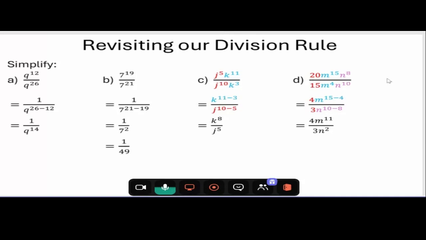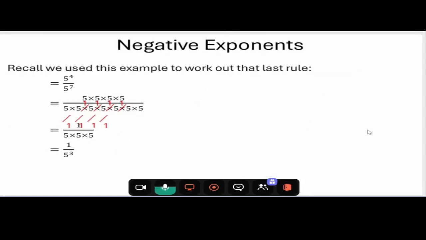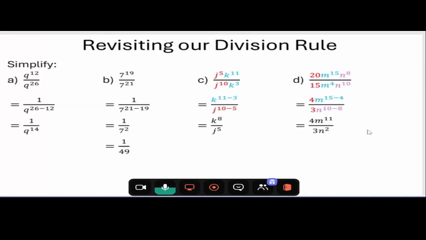Again, I'm showing it here with the subtraction. I personally don't think of it that way. I think of 4 m's on the bottom cancel out 4 out of the 15 on the top, leaving behind 11. The 8 n's on the top cancel out 8 of the 10 on the bottom, leaving behind n squared, 2 n's being multiplied. Okay, now that is one way to think about when the exponent on the bottom is bigger. And again, that is the best way when you get questions like this that ask you to simplify.